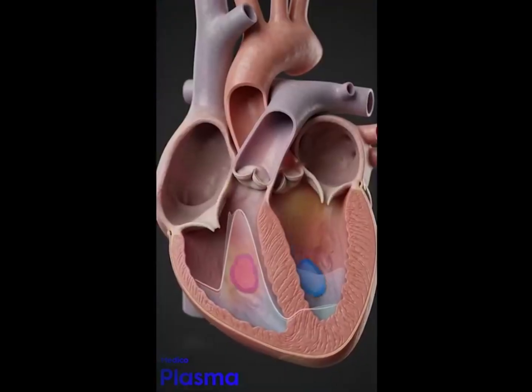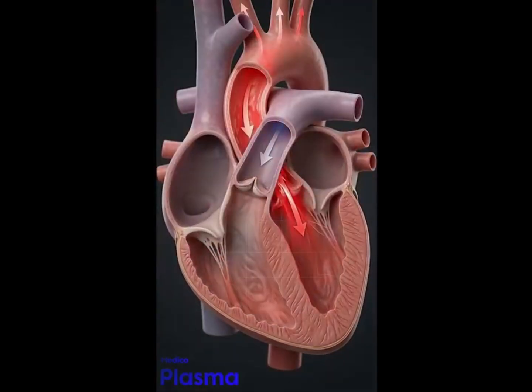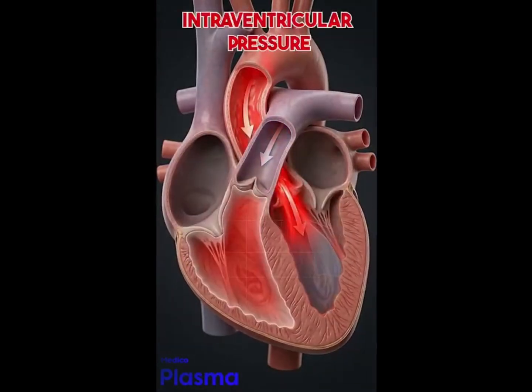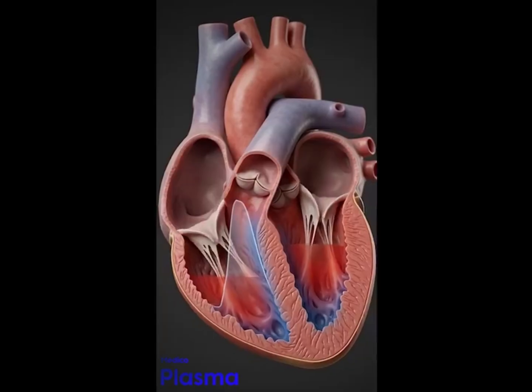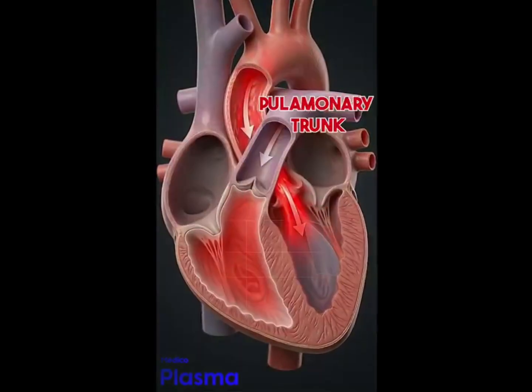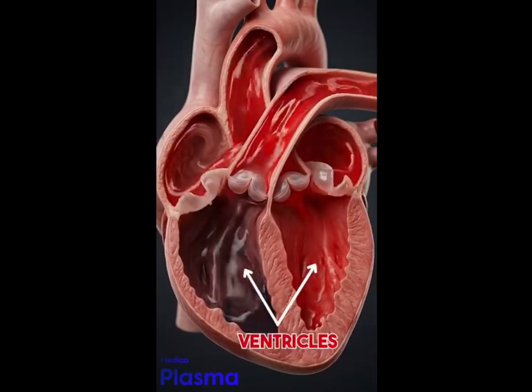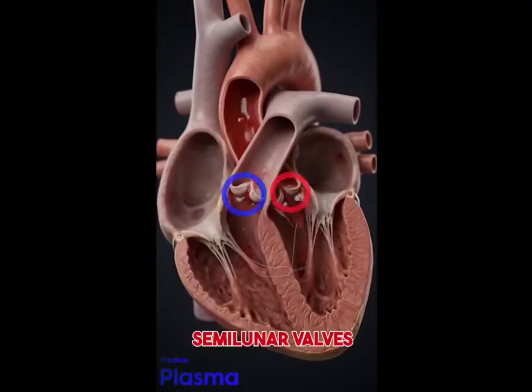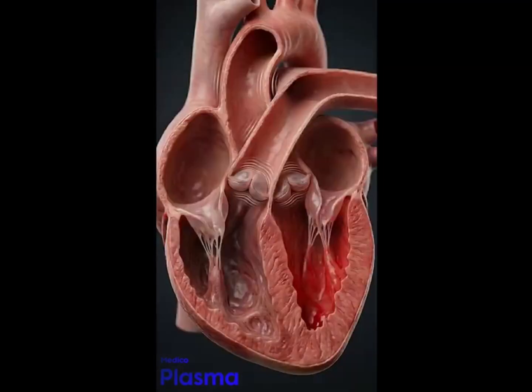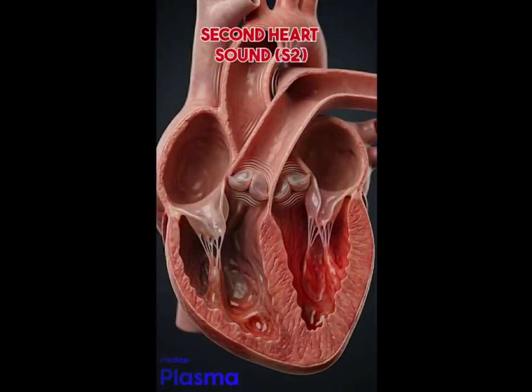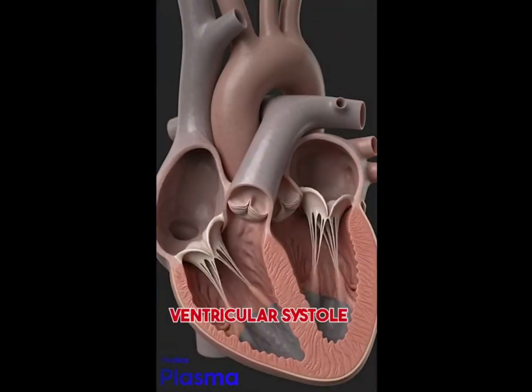As ventricular contraction ends, the ventricular muscle begins to relax, causing intraventricular pressure to fall rapidly. When ventricular pressure becomes lower than the pressure in the aorta and pulmonary trunk, blood briefly flows backward toward the ventricles, filling the cusps of the semilunar valves and causing them to close. This produces the second heart sound, S2, and marks the end of ventricular systole.